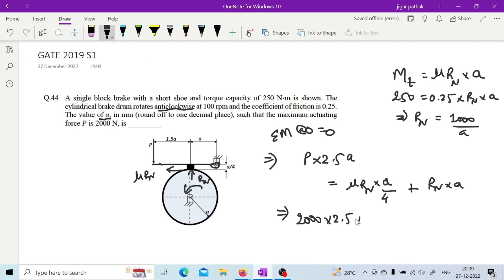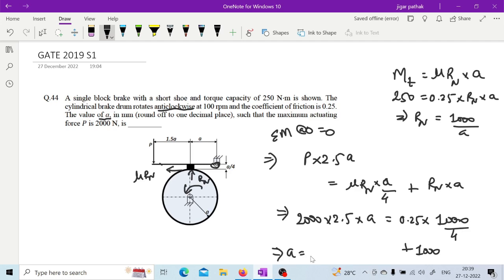2.5. 2000 into 2.5 into A. Mu is what? 0.25. Rn is 1000 by A, so 1000 by 4 here, and here directly 1000. Right? If you solve this, you will find A.